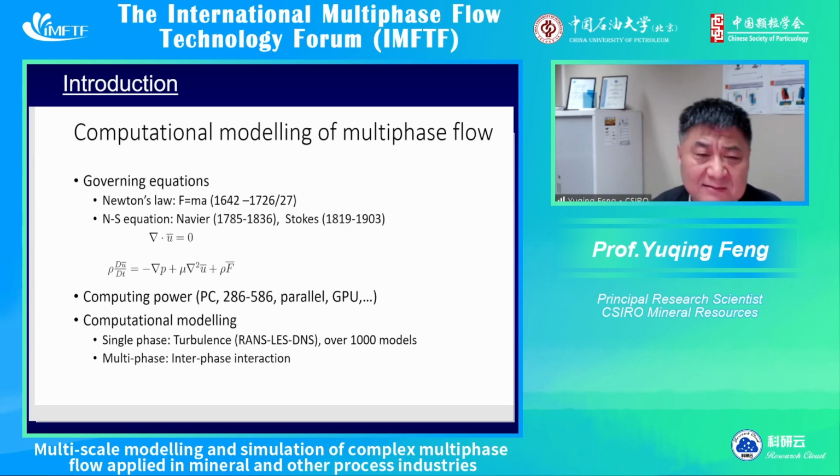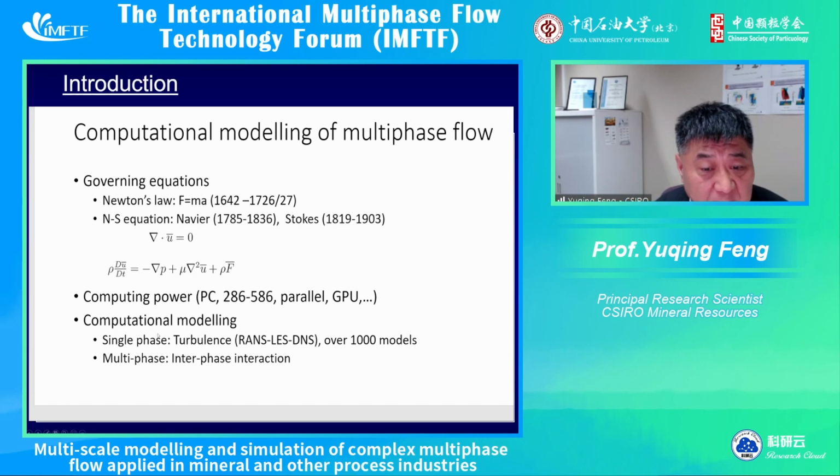Actually, both can describe the flow of objects. One is the discrete or Lagrangian method, Newton's law for particles. Another is the Navier-Stokes equation. These were formulated long ago, but only with the computer power available, from the personal computer, the 286 to 586, which young people cannot remember, almost 30 years ago, then parallel computing, and now GPU as the more advanced one, did this make the flow numerically possible.